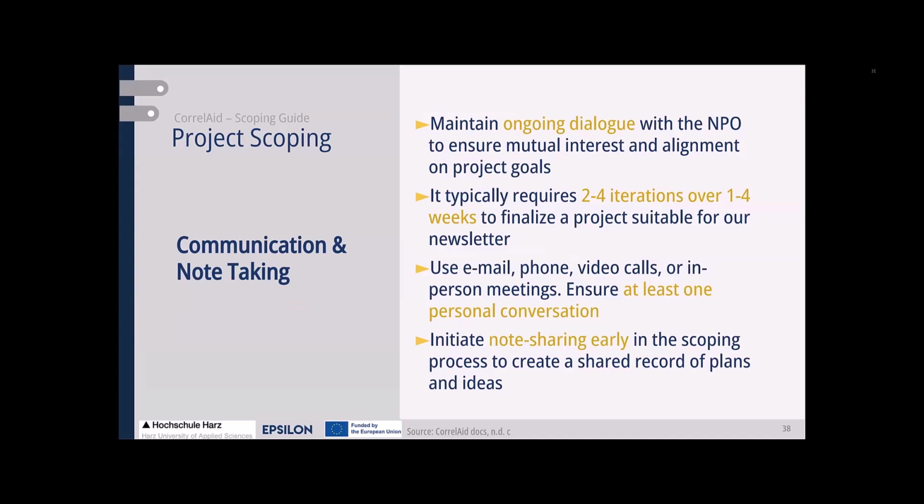And then during the project, you have to ensure that there's an ongoing dialogue with the nonprofit organization. That means you have to ensure that there is a person who is in contact with you in order to ensure that your outcome is always aligned with the expectations of the organization. A typical project requires 2 to 4 iterations over 1 to 4 weeks to finalize the project.